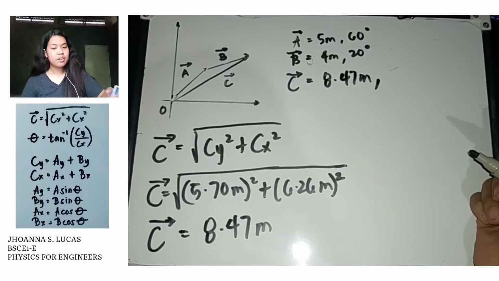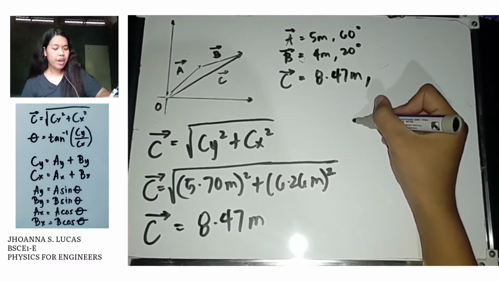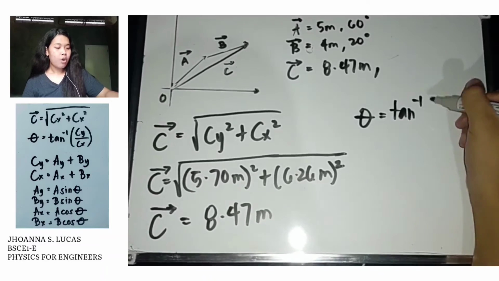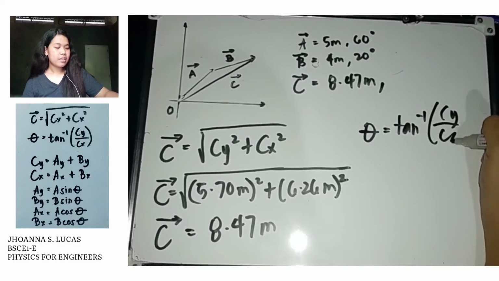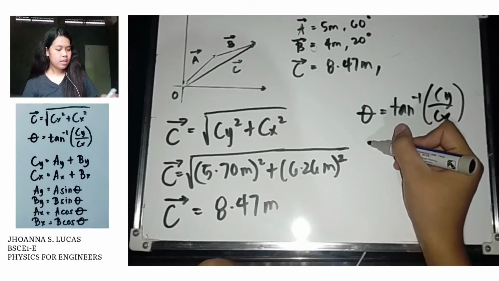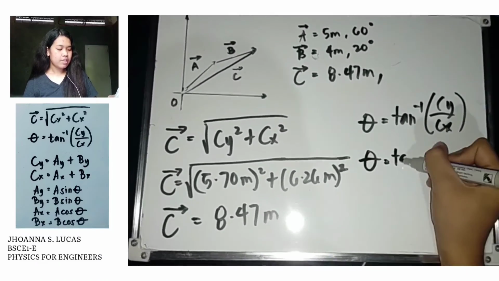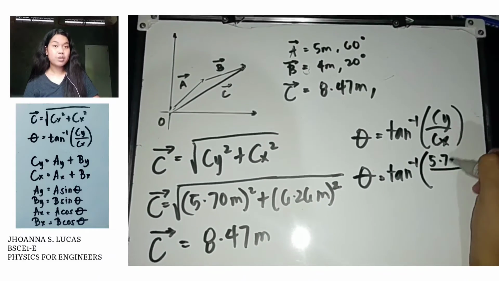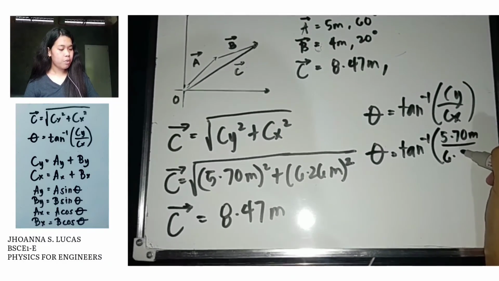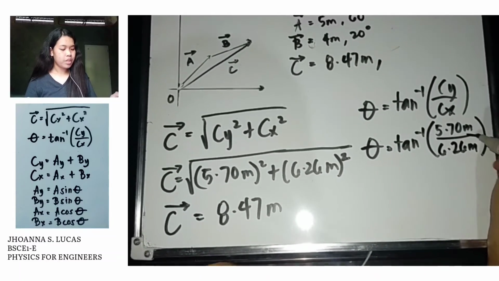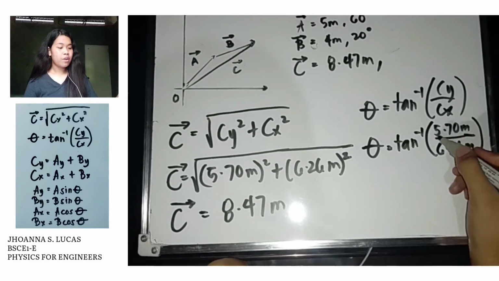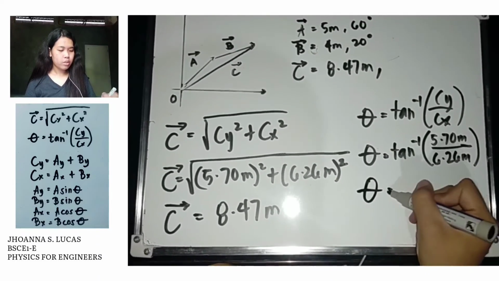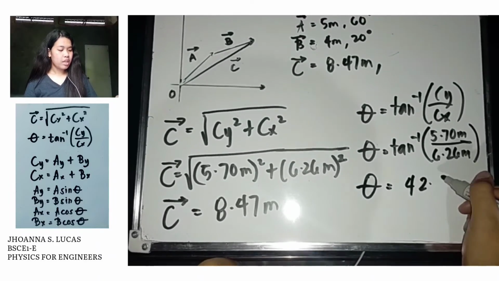After knowing that, we now solve the angle. So our equation for the angle is theta equal to the inverse tan of Cy over Cx. So let's substitute it. Theta equals inverse tan of Cy, which is 5.70 meters, over our Cx, which is 6.26 meters, and that is equal to 42.3 degrees.